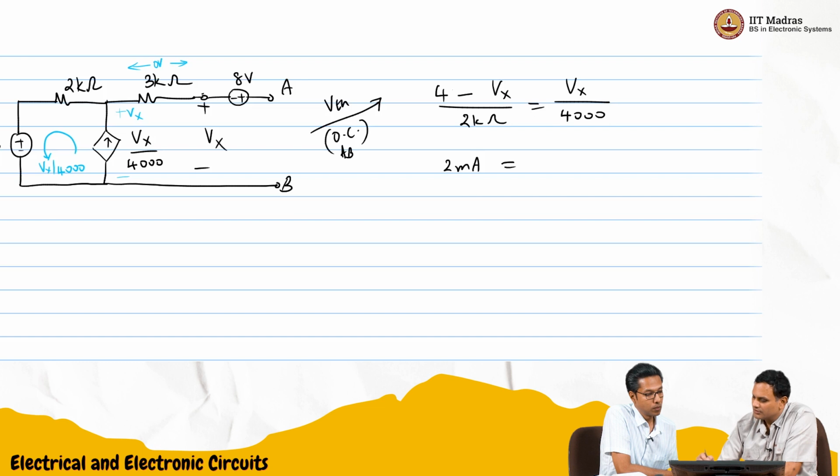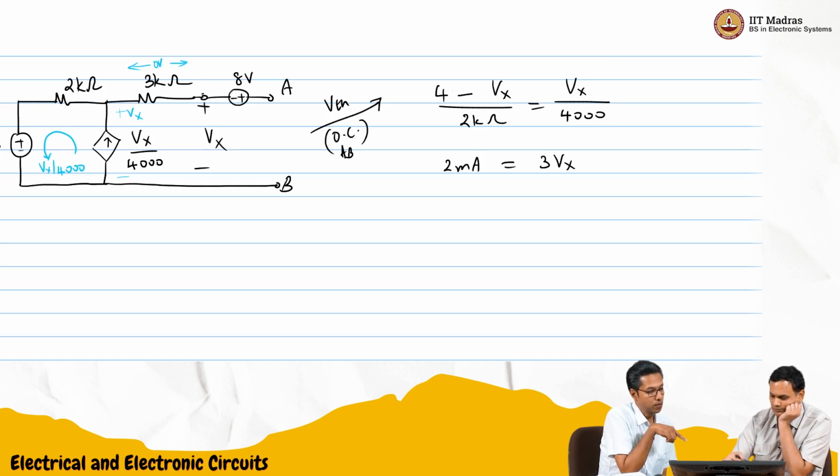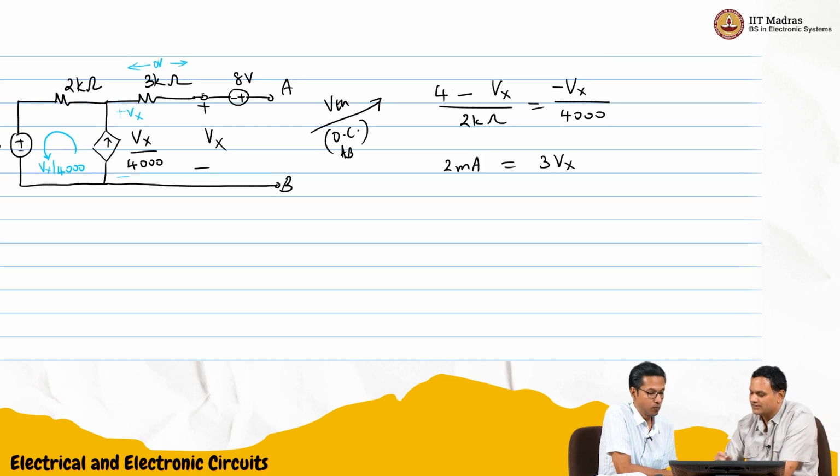2 milliamperes is Vx by 2 plus Vx by 4, no? So is it plus or minus? 4 minus Vx. This is Vx, no? So 4 minus Vx. You are right. It will be opposite because the current is flowing like this. 4 minus Vx is the current flowing in the opposite direction, so this should be minus Vx. So it will be Vx by 2000 minus Vx by 4000.